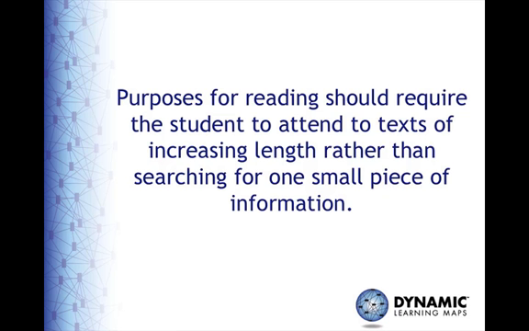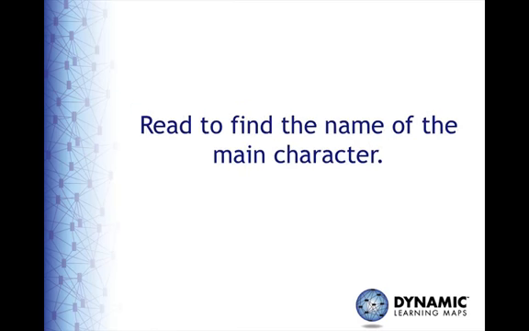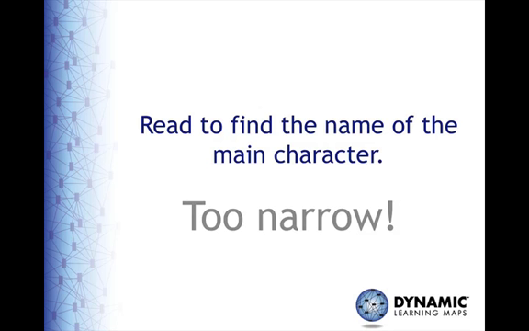One important consideration is that the purpose for reading should always require students to read and attend to texts of increasing length. While the purpose must be both clear and specific, the student should use information from the entire section of the text that was read to meet the purpose. For example, reading to find out the name of the main character in a book would be too narrow of a purpose. Generally, if you can use one finger to point to the answer in the text, the purpose was too narrow.